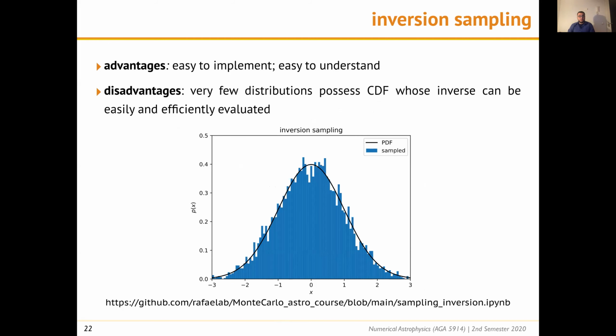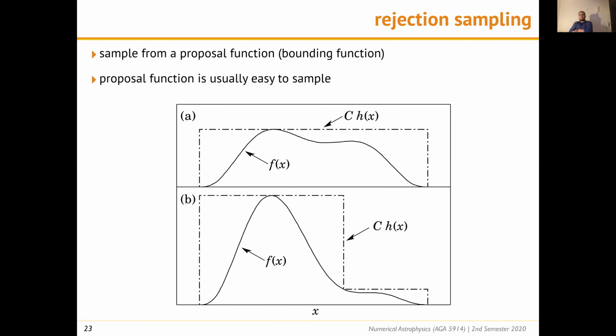And the advantage of this method is that it's ridiculously easy to implement and to understand, but very few distributions have these nice CDFs that can be inverted easily and efficiently. Sometimes you are not able to really capture the small variations in the probability distribution function, and so on. So this method works, but there are other methods as well, and depending on your problem, there might be better ones.